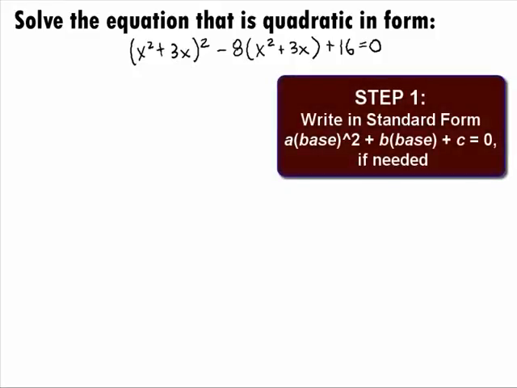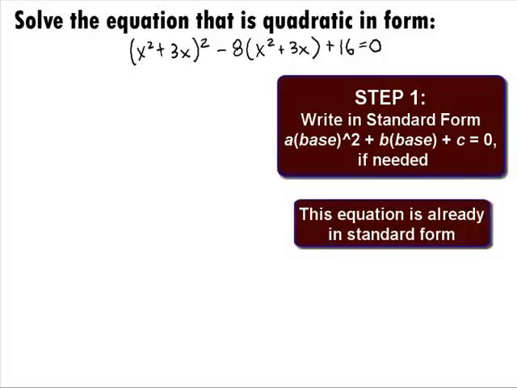In step 1, we want to write the equation in standard form. An equation is quadratic in form if it can be written as a times some base being squared plus b times that same base plus c equals 0. This equation is already in standard form. The base that we are working with here is x squared plus 3x.